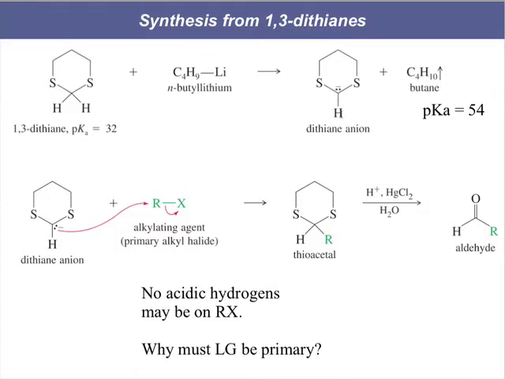So once we make our dithiane anion, we can use it as a nucleophile to add to an alkylating agent, some RX group. Usually that's going to be a primary alkyl halide. I'll mention that in a moment.